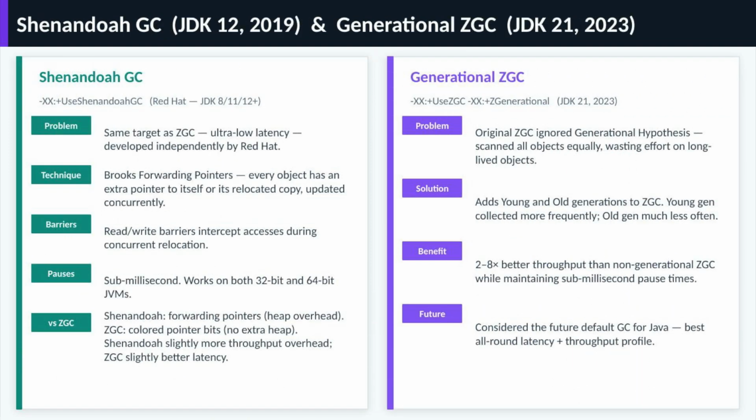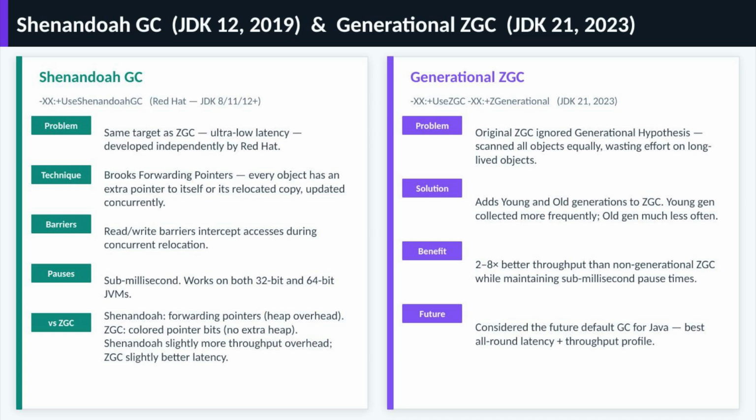Let's look into Shenandoah and generational ZGC. Imagine two different engineering teams trying to build the fastest sports car. Shenandoah and ZGC have the same goal, ultra-low latency. They simply use different engineering approaches. Shenandoah relies on forwarding pointers. ZGC relies on colored pointers.